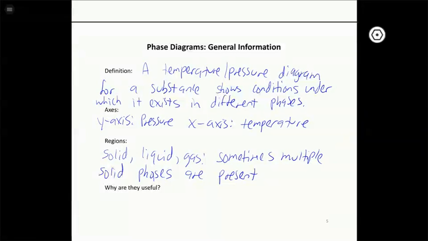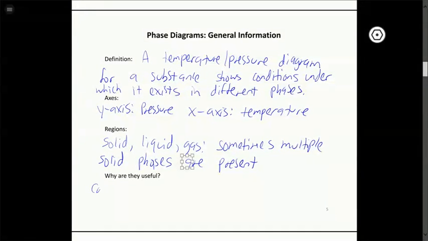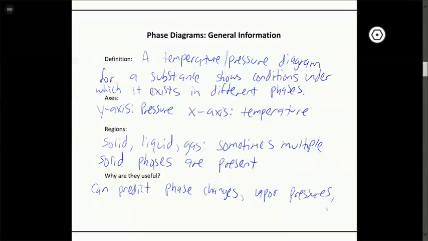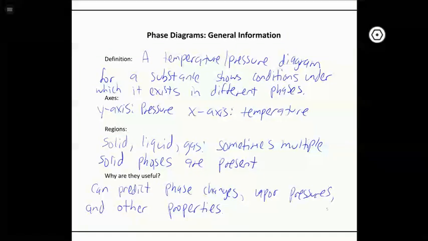Now the question is, why are these useful? Because it allows us to predict phase changes under a bunch of different conditions. So especially if any of you become chemical engineers, phase diagrams are very important for a lot of stuff that they do. You can predict vapor pressures and many other properties as we'll get into. All right, so it's useful for both synthesizing materials. It's useful for using them in chemical reactions in some cases. There are a lot of different things you can learn from a phase diagram that are helpful in the world of chemistry and chemical engineering.